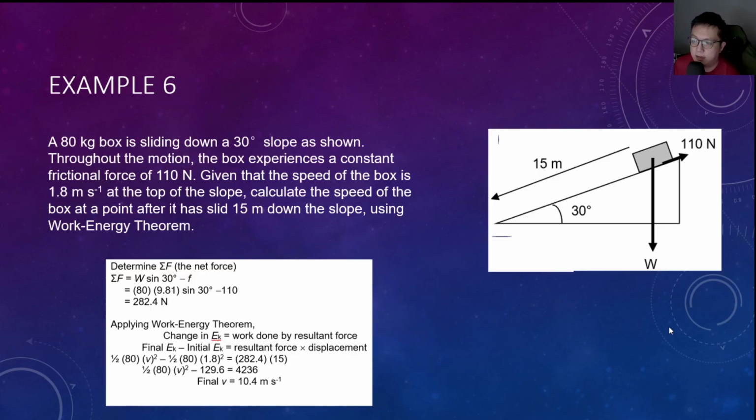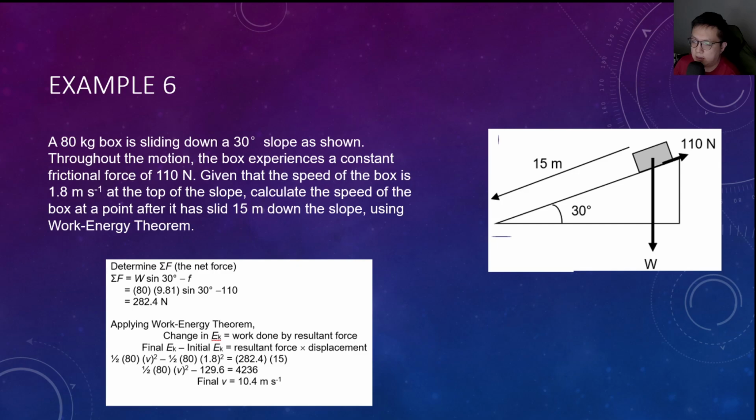Example 6 here: I have an 80 kg box that's sliding down a 30-degree slope. Throughout the motion, the box experiences a constant frictional force of 110 newtons, which is definitely upwards here because the box is sliding down. Given that the speed of the box is 1.8 meters per second at the top of the slope, calculate the speed of the box after it has slid 15 meters down the slope using the work energy theorem. The method here is using all the forces acting on it, finding the net force first, then applying the work done directly.